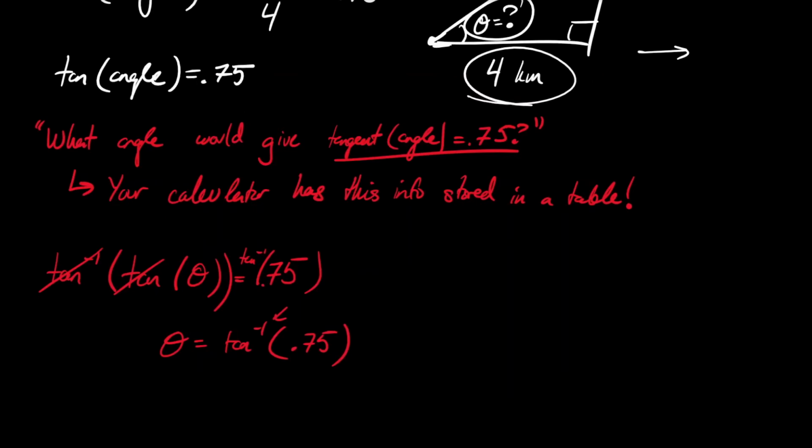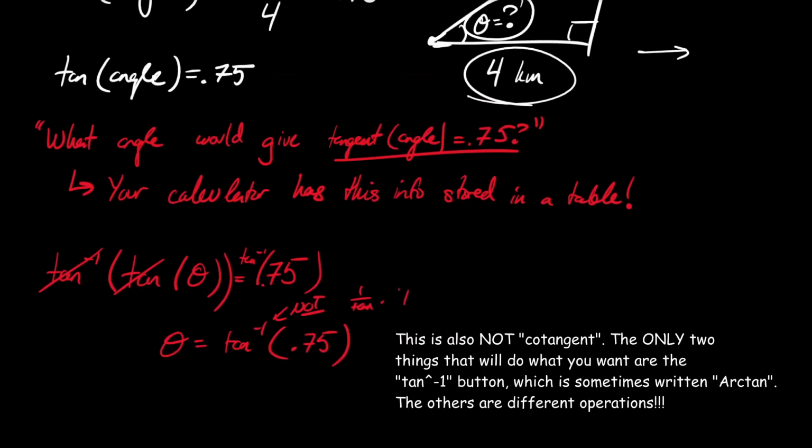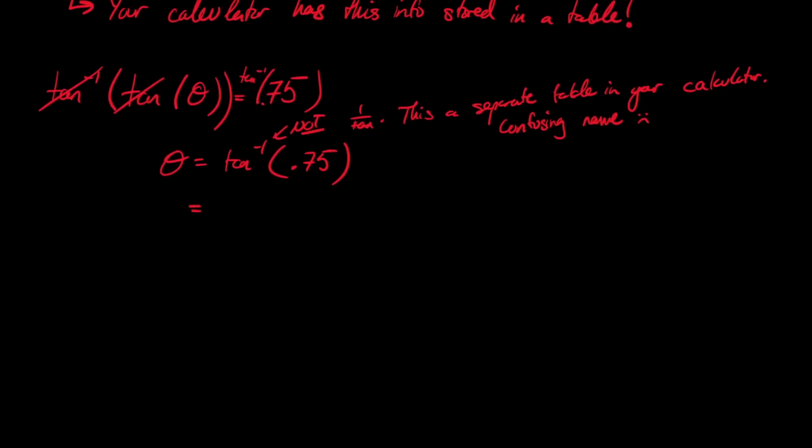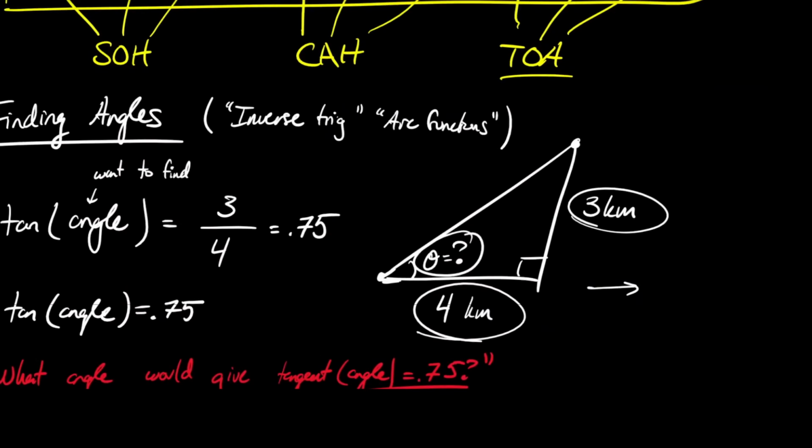Again, this is not 1 divided by tangent. That doesn't really mean anything. This is a separate table lookup in your calculator, just confusingly named tan negative 1. And if you punch this in your calculator, now usually you want to press the second button and then tan, and then you type in 0.75 inside the parentheses and you hit enter, it'll give you 36.87 degrees. And that's your answer here. That actually is how big this unknown angle was. You just found it using this inverse trig way.